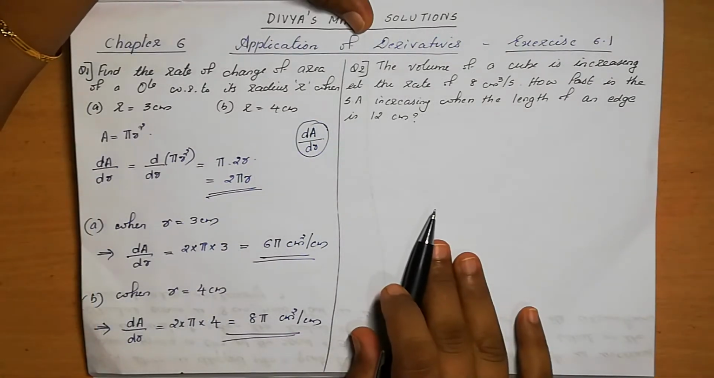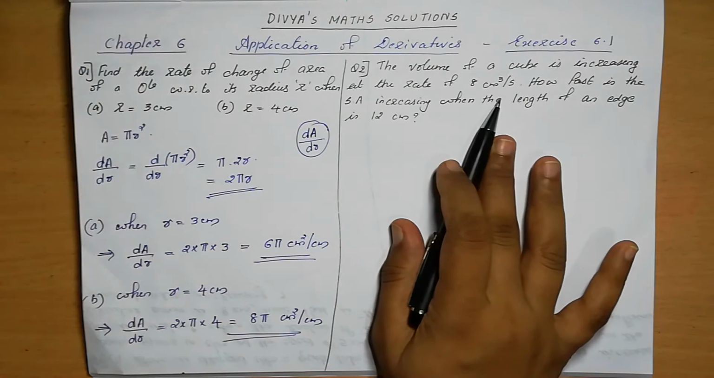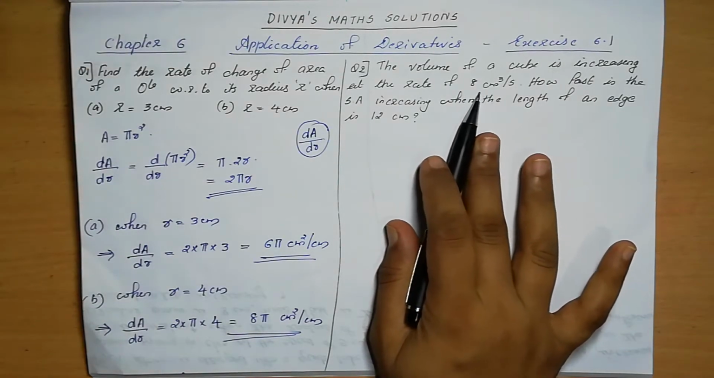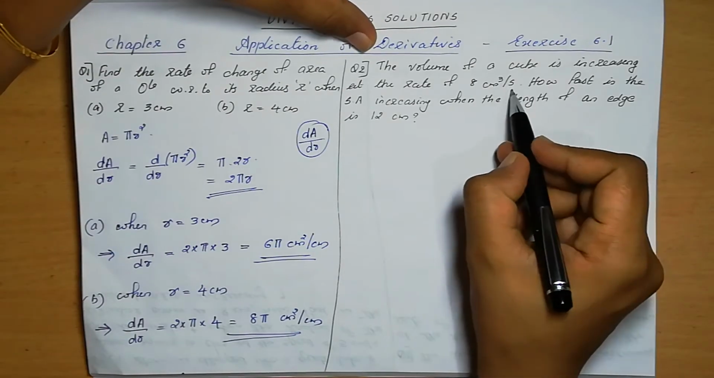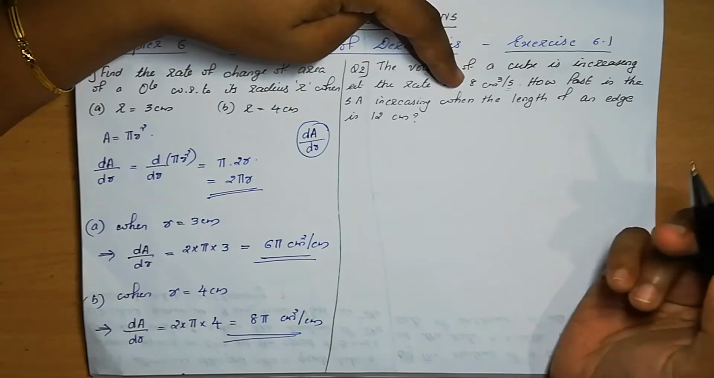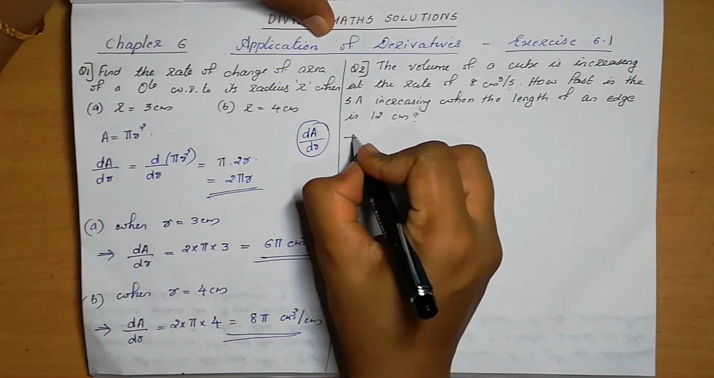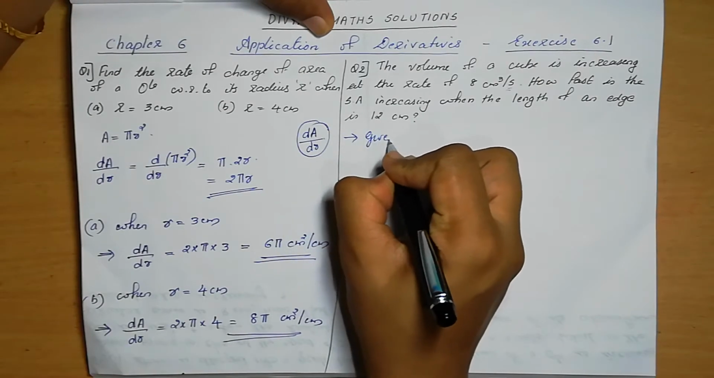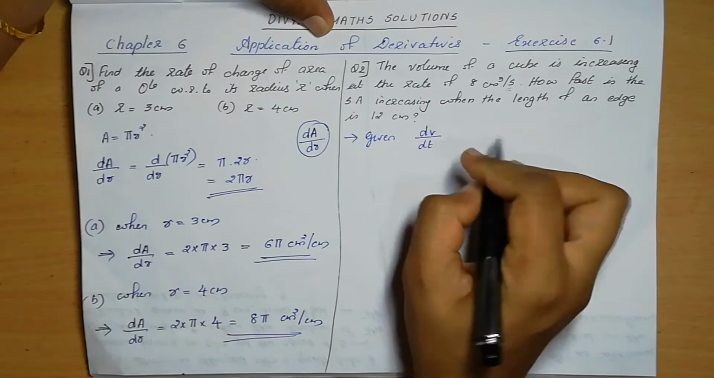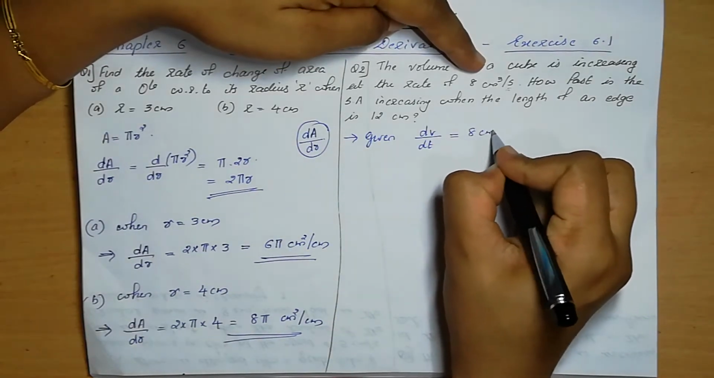Question number 2. The volume of a cube is increasing at the rate of 8 cm cube per second. That means volume is increasing at the rate of centimeter cube per second, and second means time, right? That means what is given? Volume is increasing at the rate, that means dV by dt is given, right? So here we can write, given dV by dt.